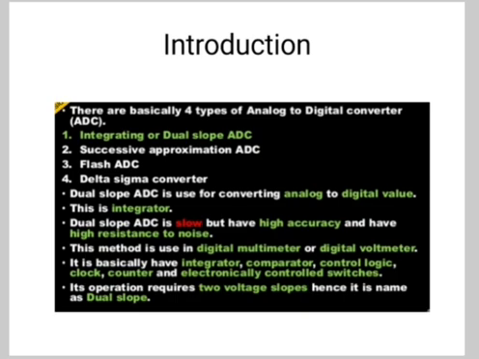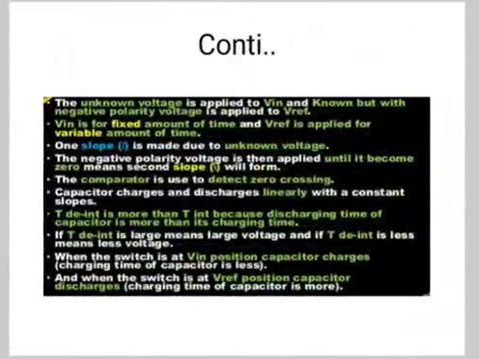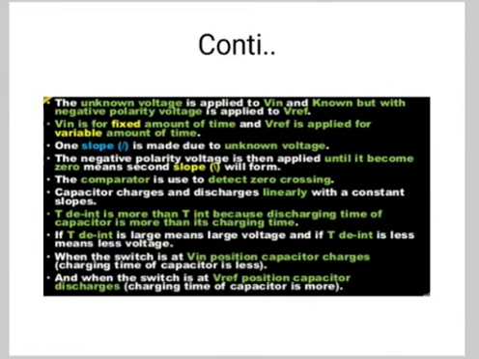It basically has an integrator, comparator, control logic, clock, counter, and electronically controlled switches. Its operation requires two voltage slopes, hence it is named dual slope. The unknown voltage is applied to V in, and a known voltage with negative polarity is applied to V reference. V in is applied for a fixed amount of time and V reference is applied for a variable amount of time.